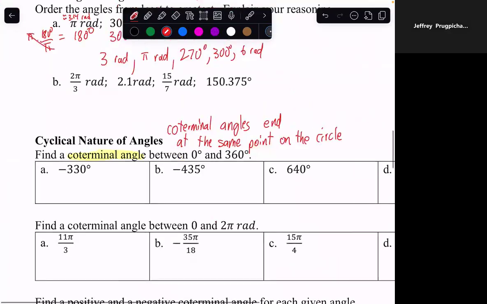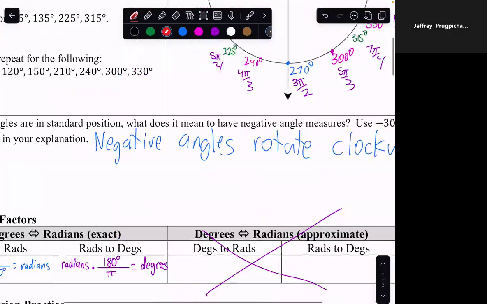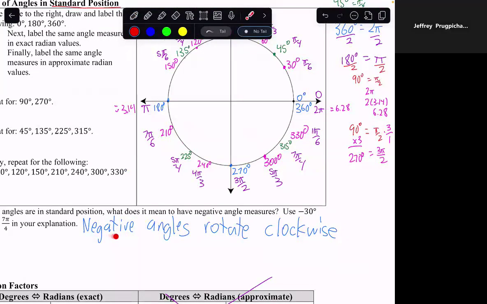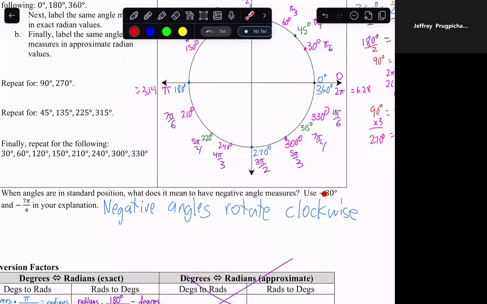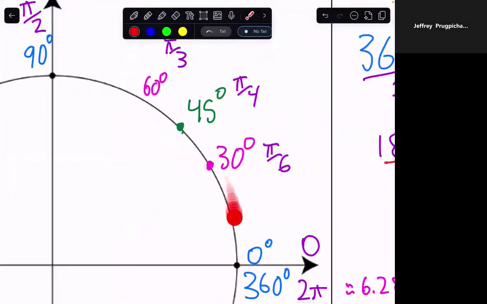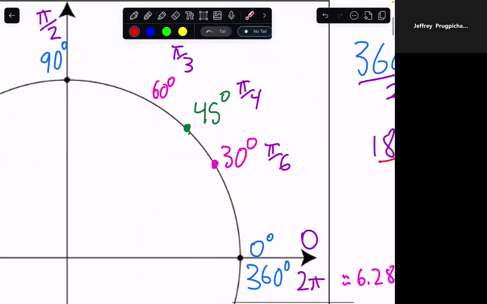Okay, so to understand that, let's look back at the first page. I told you earlier that negative angles rotate clockwise, and then I said we'd come back to it. So now is that time. Let's think about what negative 30 degrees as an angle means. We already know where positive 30 degrees goes. It means go this much counterclockwise, so positive 30 degrees is this angle.